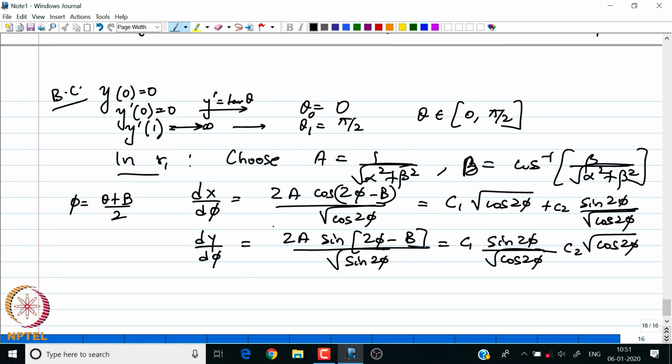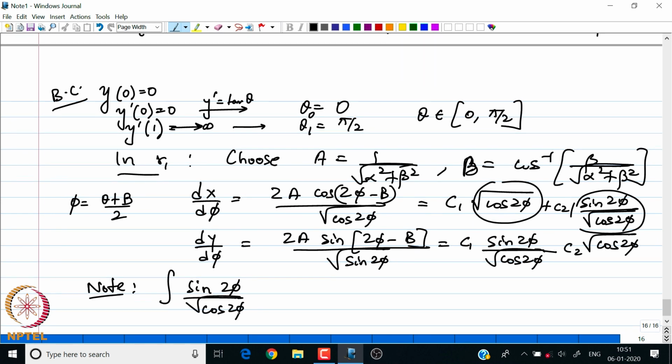All I need to do is to integrate this. So we note that in order to integrate, we have two basic integrals, one is the integral of this quantity, the other is the integral of this quantity, right. The integral of sin 2 phi by square root of cos 2 phi, this one can be directly integrated. This turns out to be negative square root cos 2 phi. I can integrate this right away, plus a constant of integration, okay.